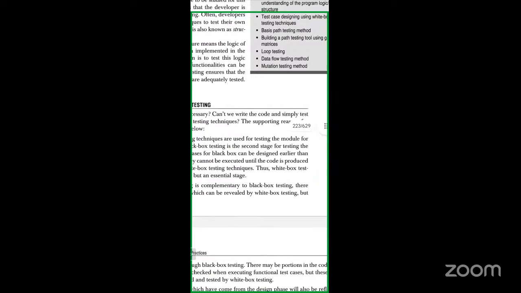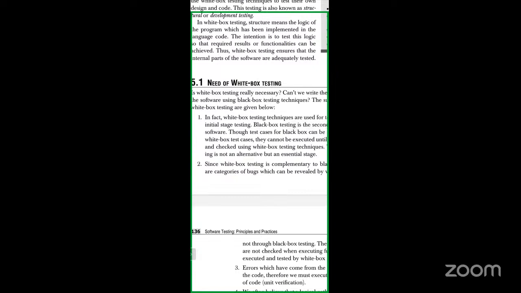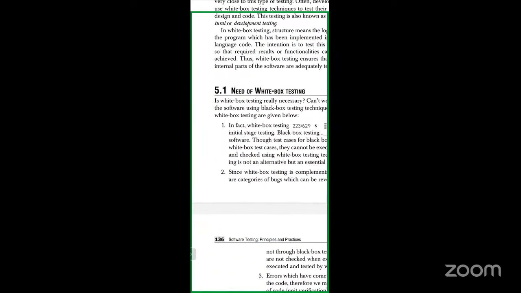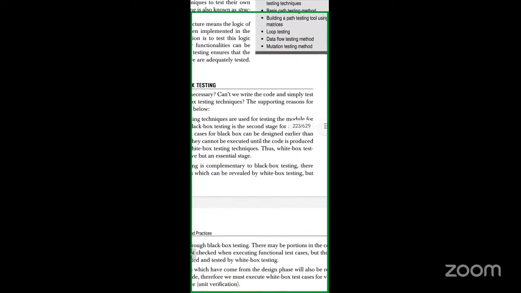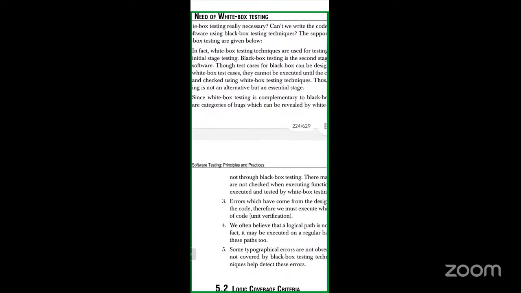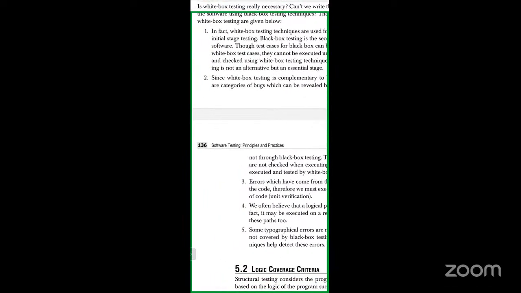Okay, so white box testing is not an alternative but an essential stage. It is not the alternative one, it is the compulsory one that each and every tester has to undertake. Since white box testing is complementary to black box testing, there are categories of bugs which can be revealed by white box testing, but not through black box testing. This reveals a separate set of bugs and leads to their solutions.